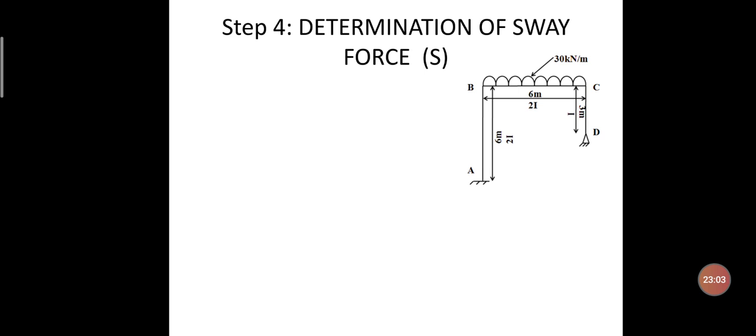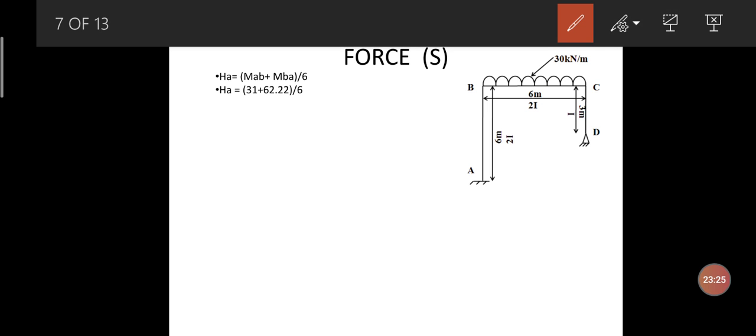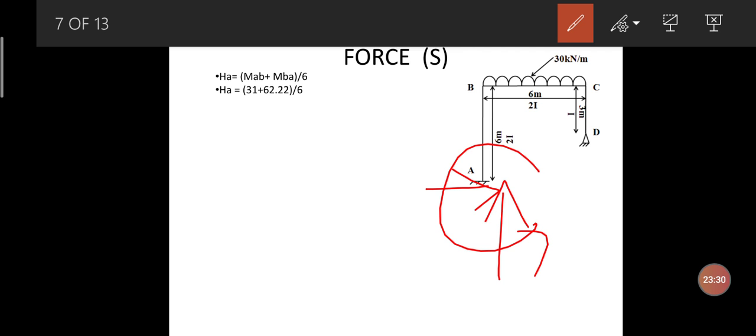So next I need to determine the sway moments. So the sway force I need to determine here. In order to determine the sway force, I know that there are two supports here, that is A and D, for the overall portal frame in concern. Since A is a fixed end, I have the reactions here: one horizontal, one vertical, and a moment. Similarly for D support, again I have one vertical and one horizontal, since it is a hinged support.